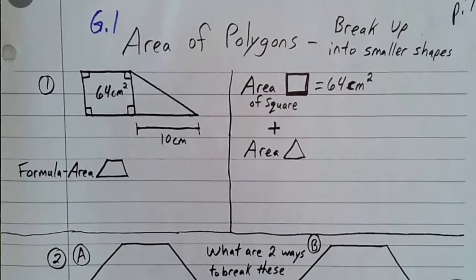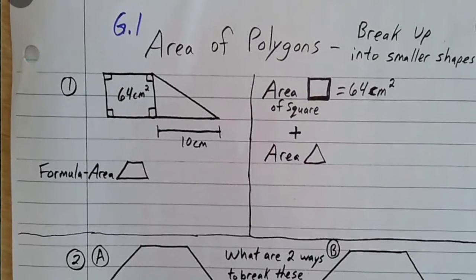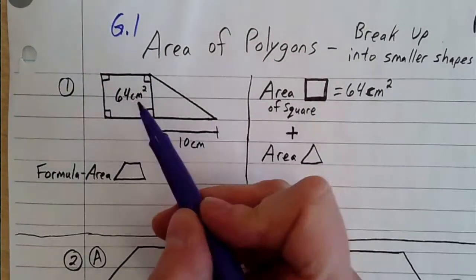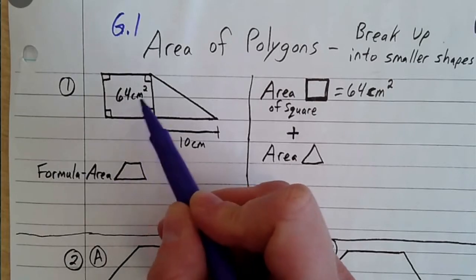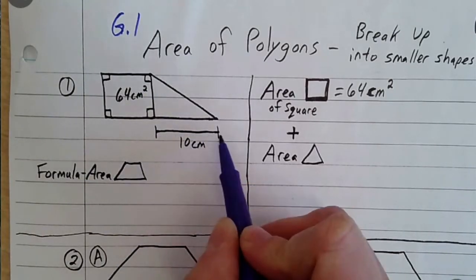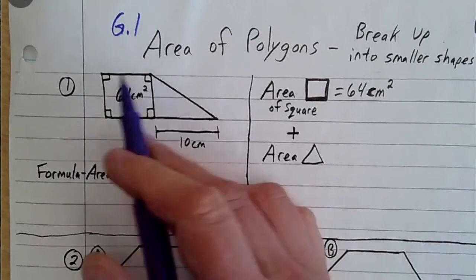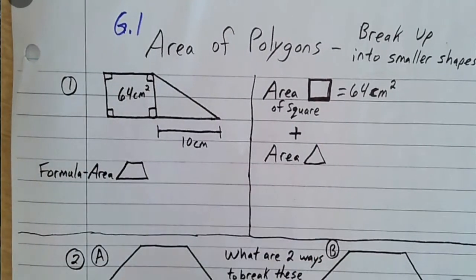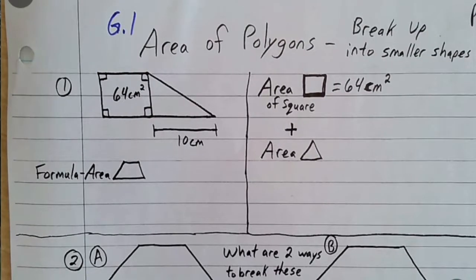So specifically I want to look at question 1 here. They're giving you the area of this here is 64 centimeters squared. And then they give you this over here is 10 centimeters. So how could you find the area of the entire shape? Well, there's a couple things you would need to know here.